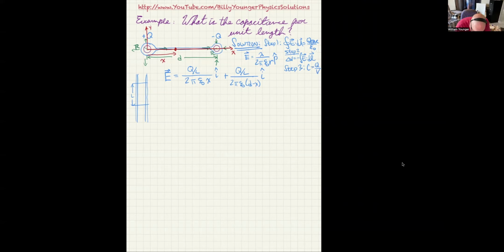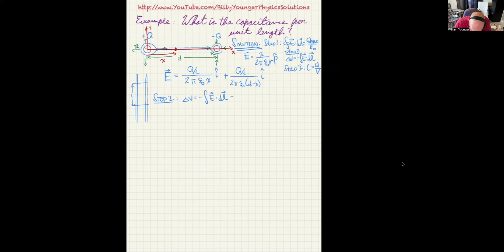So step two, we can go ahead and start. Step two says delta V equals the negative integral E dot dl. I just computed the electric field, and I am going to actually compute it from basically the left edge of the rightmost wire to the right edge of the leftmost wire. Now, listen to that wording again because I know it's pretty intense wording. I'm starting at the leftmost edge of the rightmost wire and integrating to the rightmost edge of the leftmost wire. In other words, I'm integrating from x equals d minus r to x equals r.